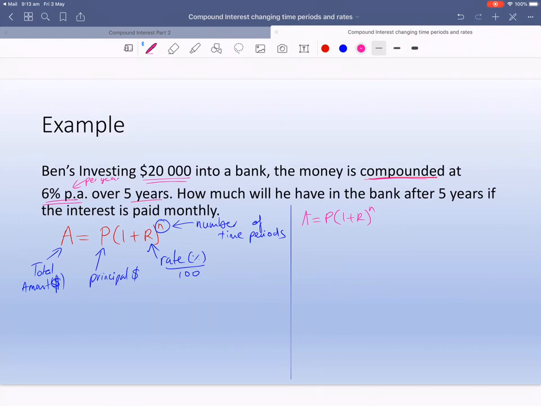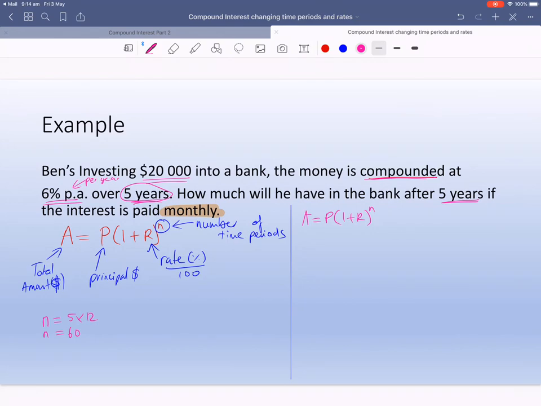and over 5 years. How much will he have in the bank after 5 years if the interest is paid monthly? Now, this is really, really important. Because normally we go, what's the number of time periods? It says 5 years, but it's not, because the interest is paid monthly. So we have to figure out for N, how many months are there in a year? If you said 12, you're correct. So we have to go 5 times 12, which equals 60.